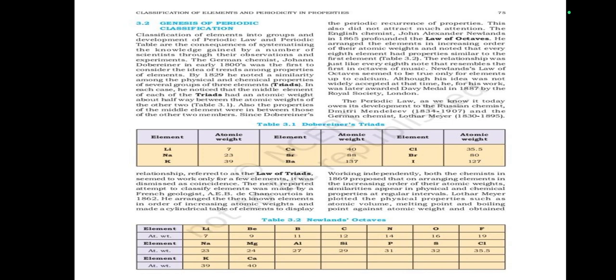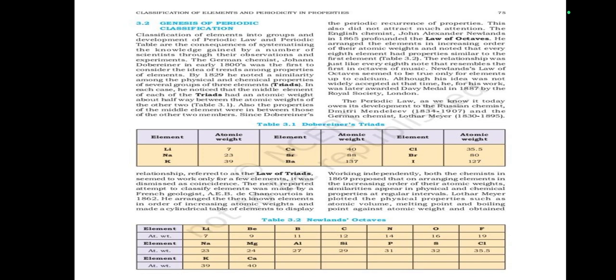The periodic law, as we know it today, owes its development to the Russian chemist Dmitri Mendeleev, 1834 to 1907, and the German chemist Lothar Meyer, 1830 to 1895. Working independently, both the chemists in 1869 proposed that on arranging elements in the increasing order of their atomic weights, similarities appear in physical and chemical properties at regular intervals.